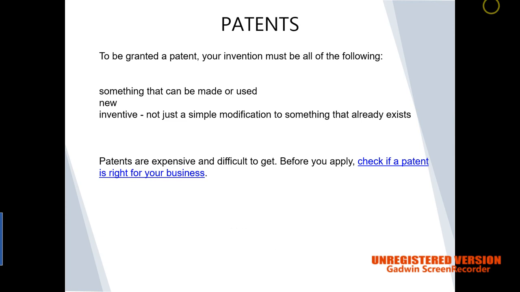To be granted a patent, and this is where it gets complicated, you need to make something that can be made or used. It needs to be new. It can't be something which already exists. It needs to be inventive, so it's not just a simple modification to something that already exists. So it's quite a difficult process to go through. It's expensive, and before you apply, you need to check if there's already a patent there. So there is actually a patent office.